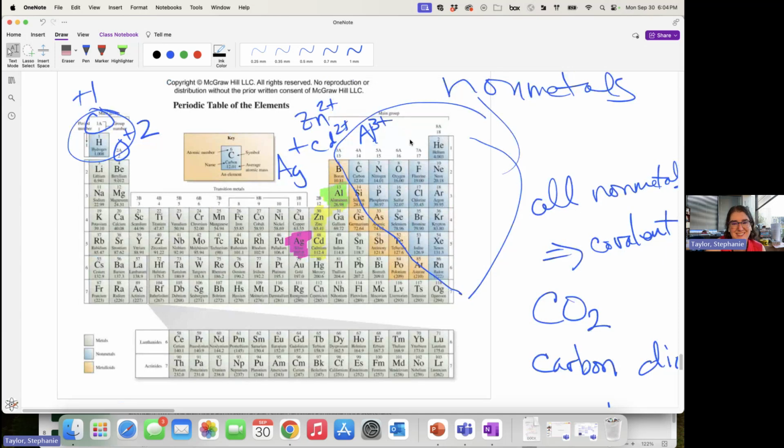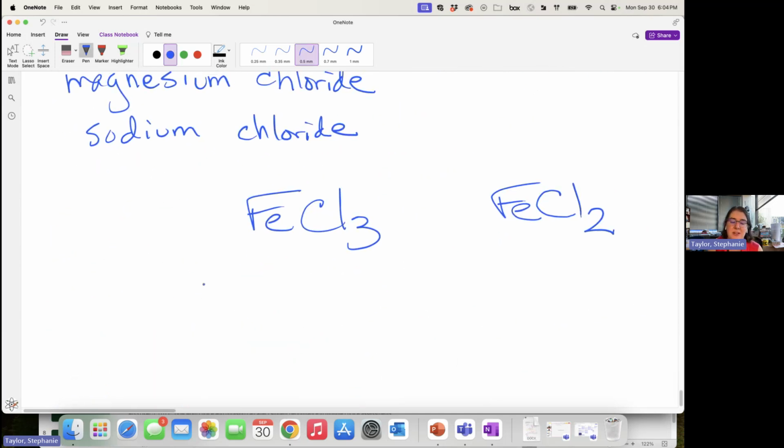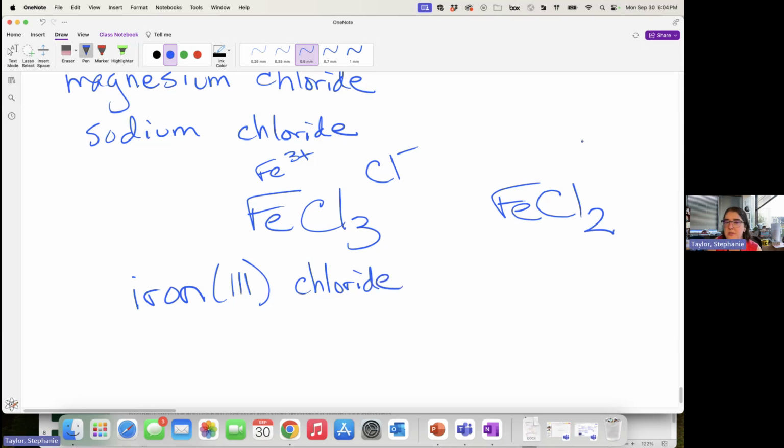It's easy, okay? Chlorine, -1 charge. So the one on the left, since there's 3 chlorines, 3 chloride ions, this tells me that my iron has to be a +3 charge. So this is iron 3 chloride. This one has 2 chloride ions, so it's going to have a +2 iron. So this one is iron 2 chloride.